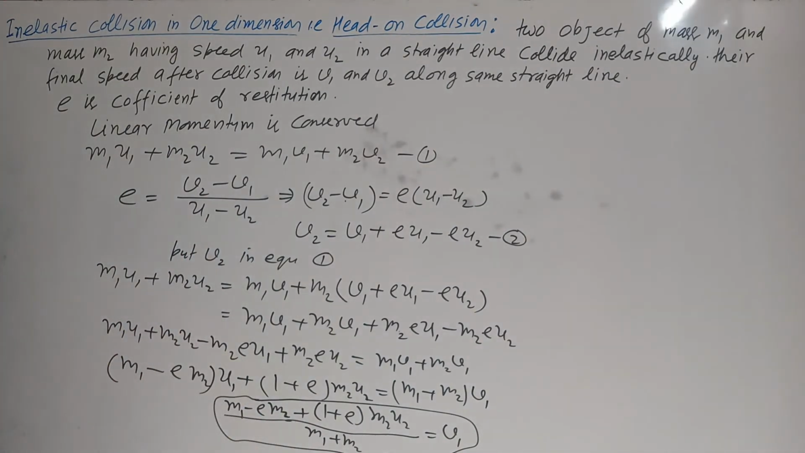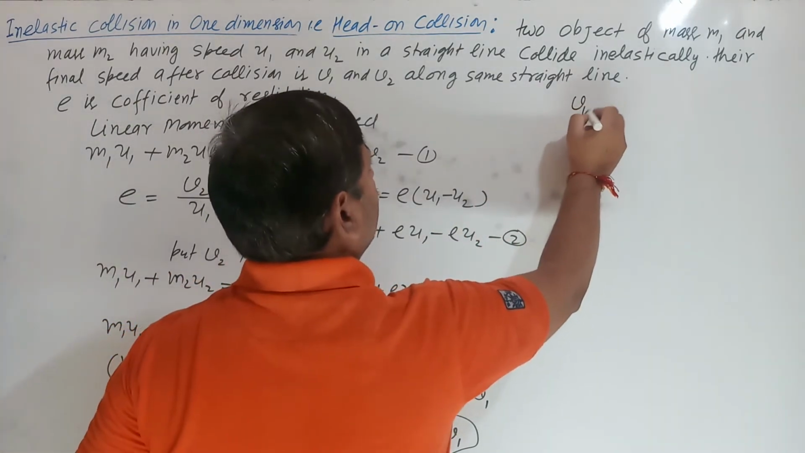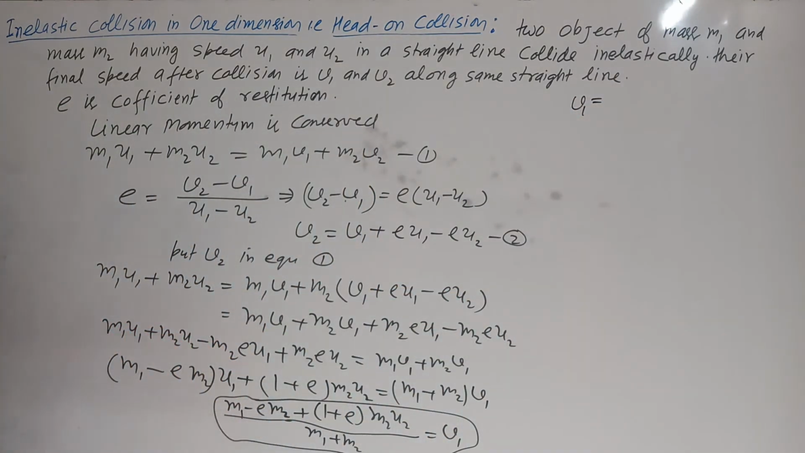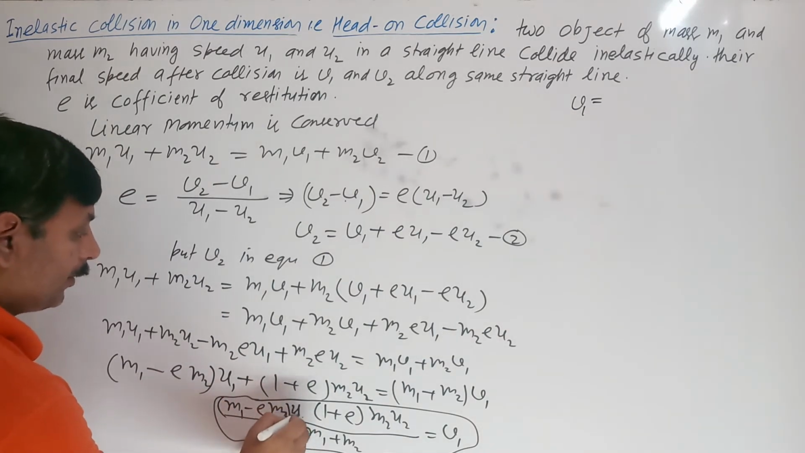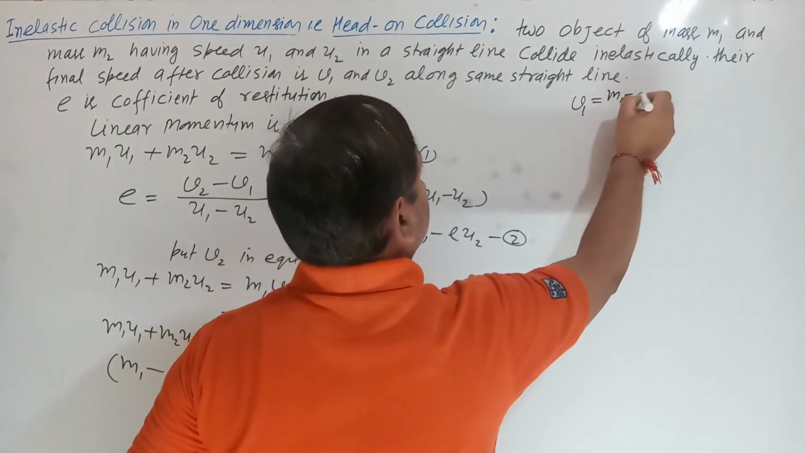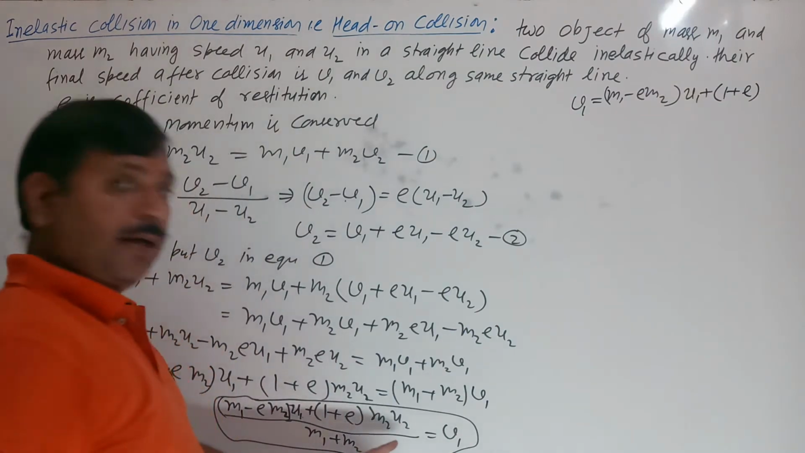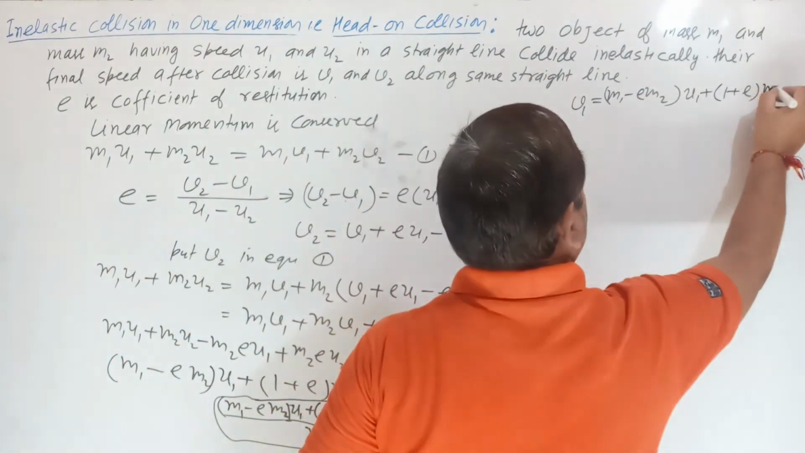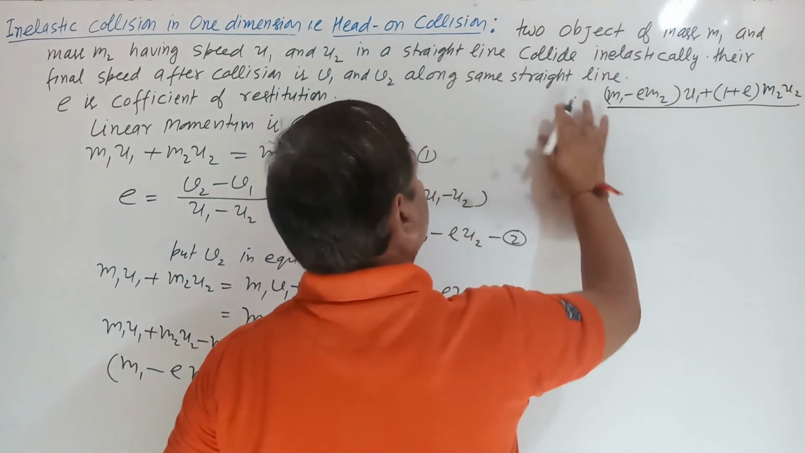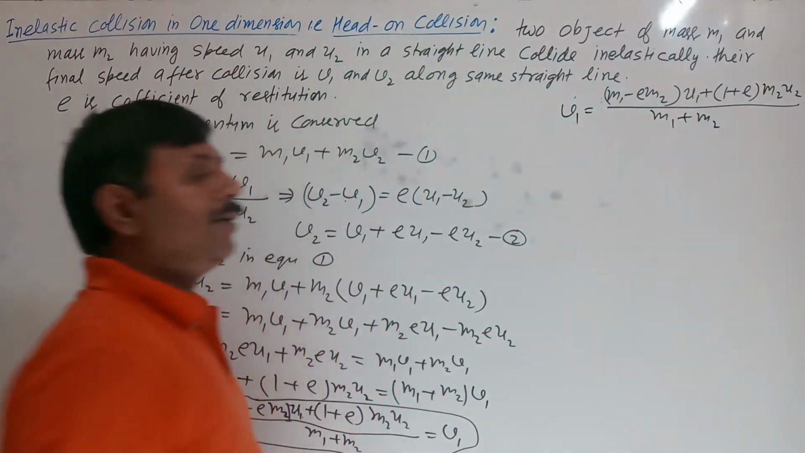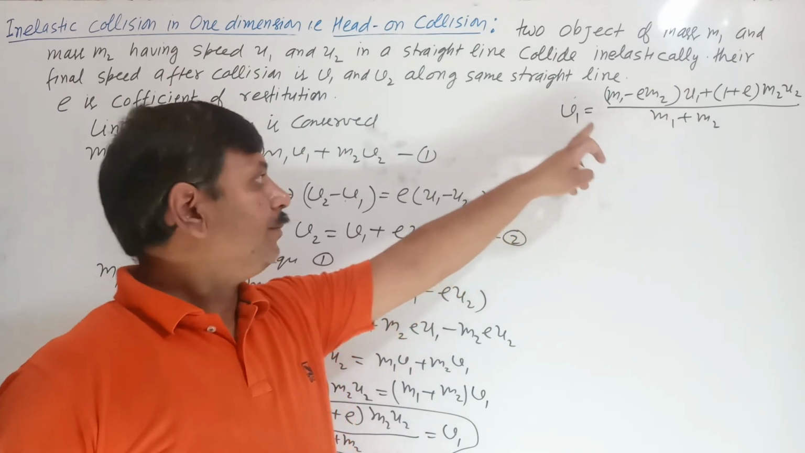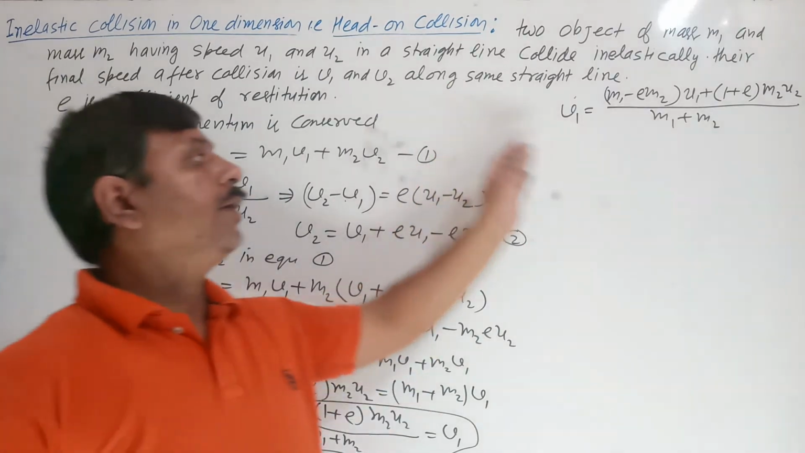This V1 is what? V1 का क्या फॉर्मूला मिला हमें? V1 is equal to M1 minus EM2 U1 plus 1 plus E M2 U2 upon M1 plus M2. If you are putting V1 in the first equation, तो see V1 what we have found? V1 का रिजल्ट क्या है बेटा? M1 minus EM2 bracket U1 plus 1 plus E, that is M2 U2 divided by M1 plus M2. So this is the velocity of particle object after inelastic collision.